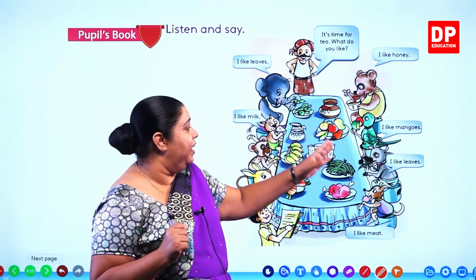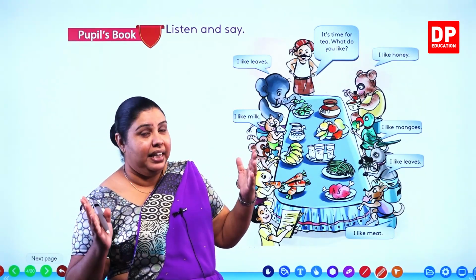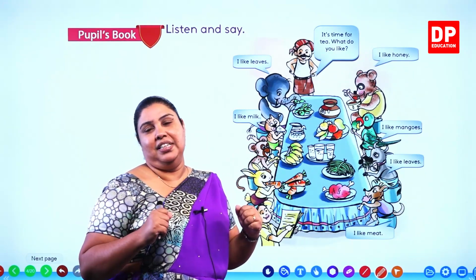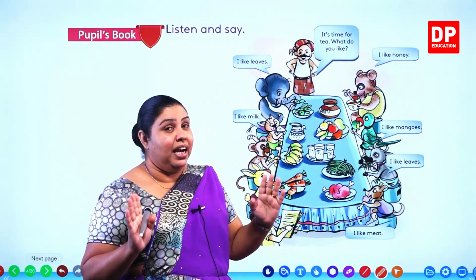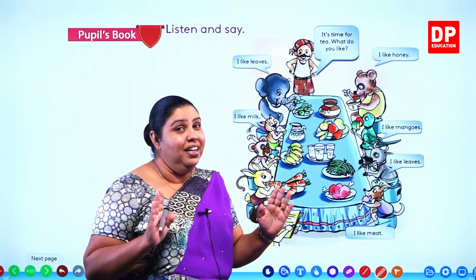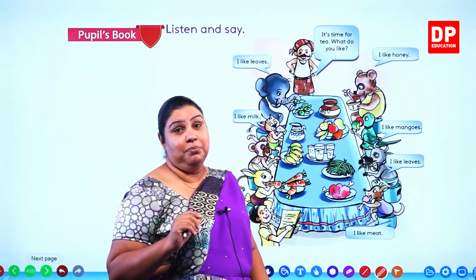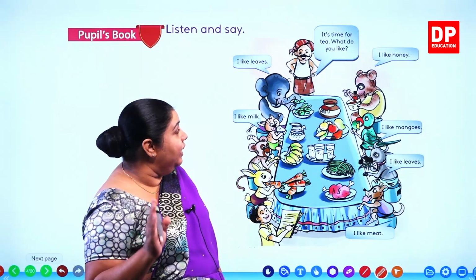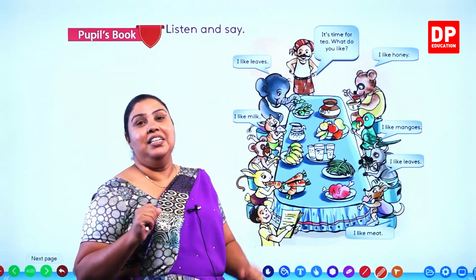Now these are the favorite things that they like to eat. Right? Apart from what they eat, they have their favorites. The bear eats not only honey, but it eats meat as well. And here it says, I like honey, because that's one of his favorite foods.